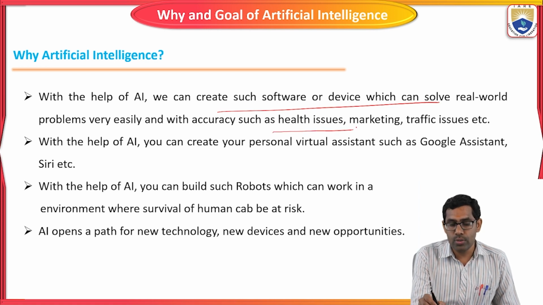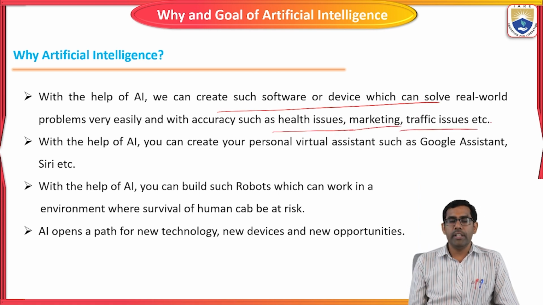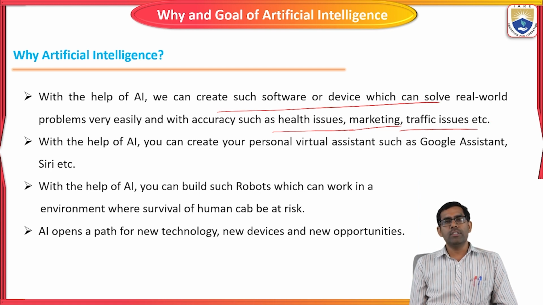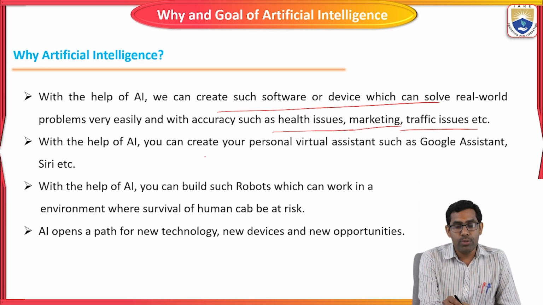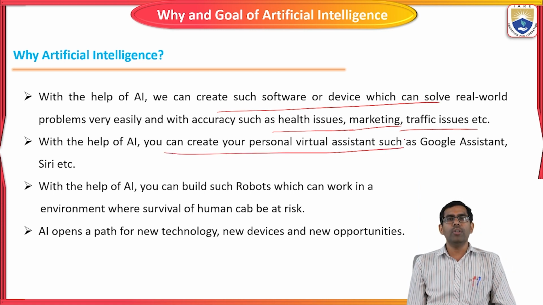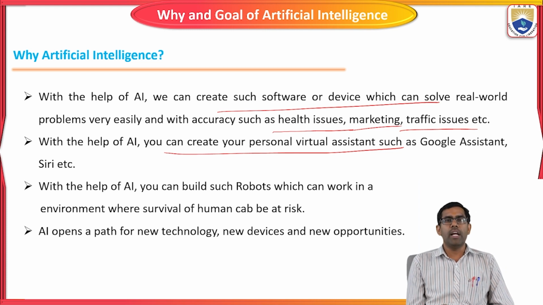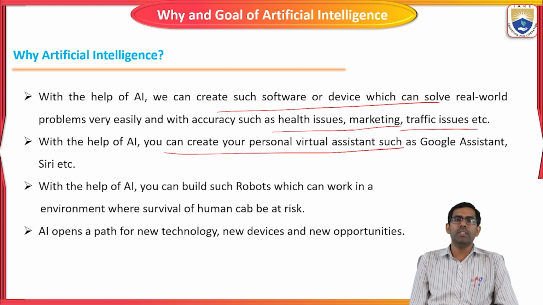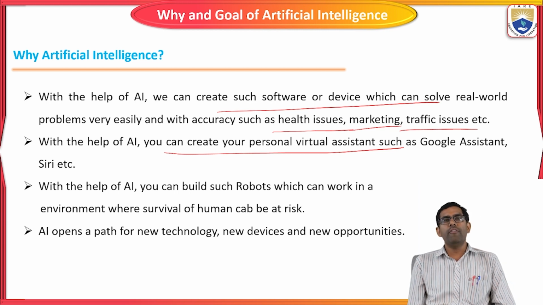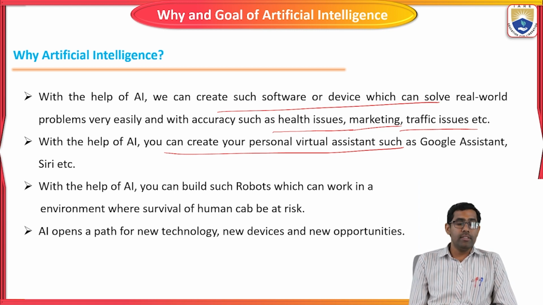For example, health issues, marketing, traffic issues, banking sectors, different organizations and different industries are using AI nowadays, right? With the help of AI, you can create your personal virtual assistants like Google Assistant, Google Maps, and very recently the very famous ChatGPT, right? Using ChatGPT, we can get exactly what we need. Okay, so that is the second need of artificial intelligence.